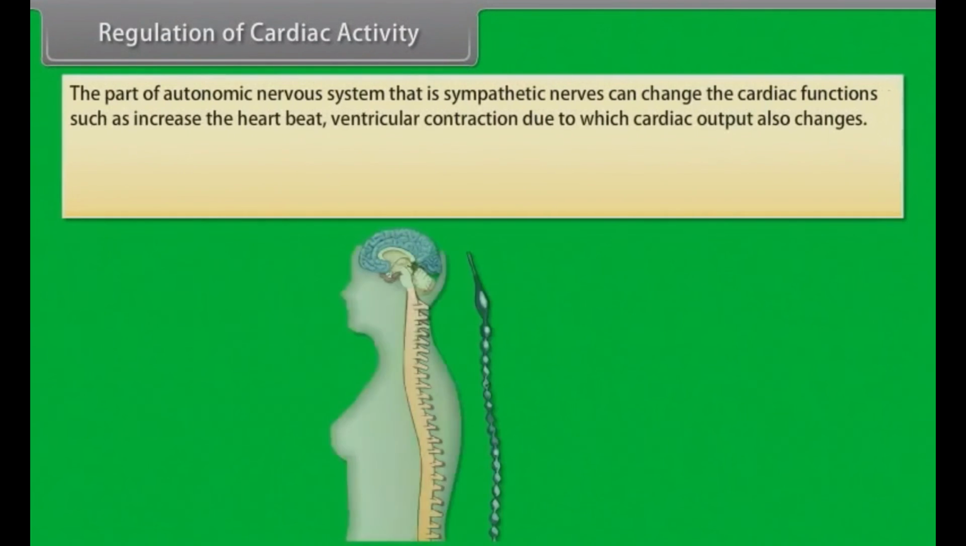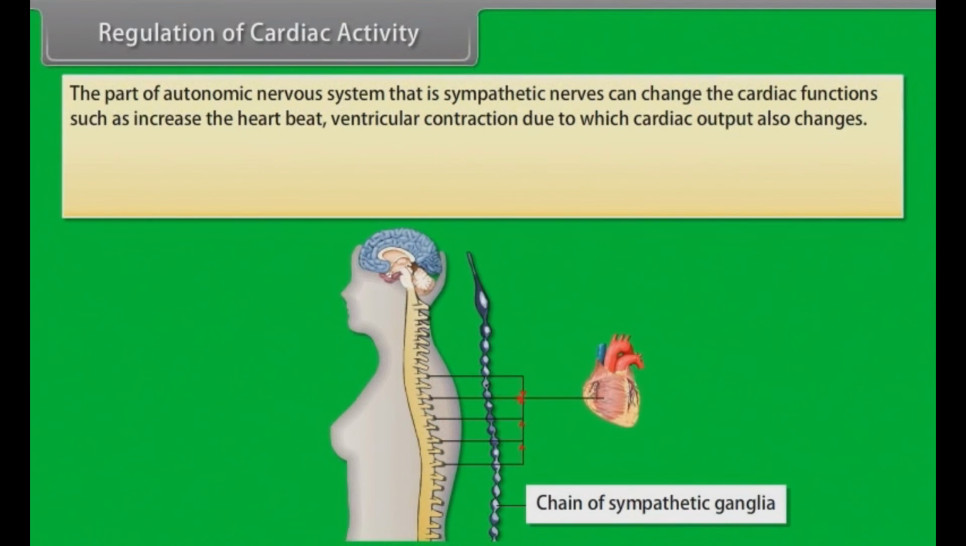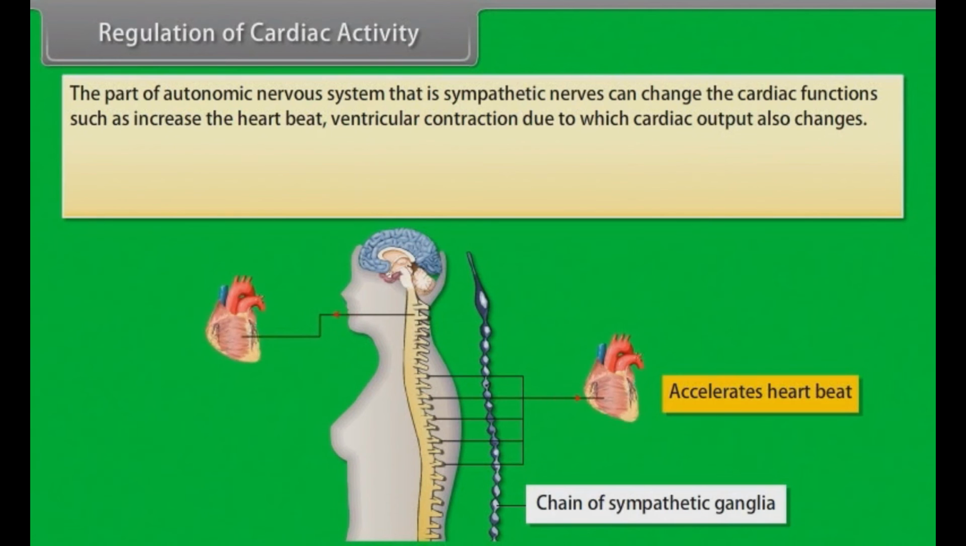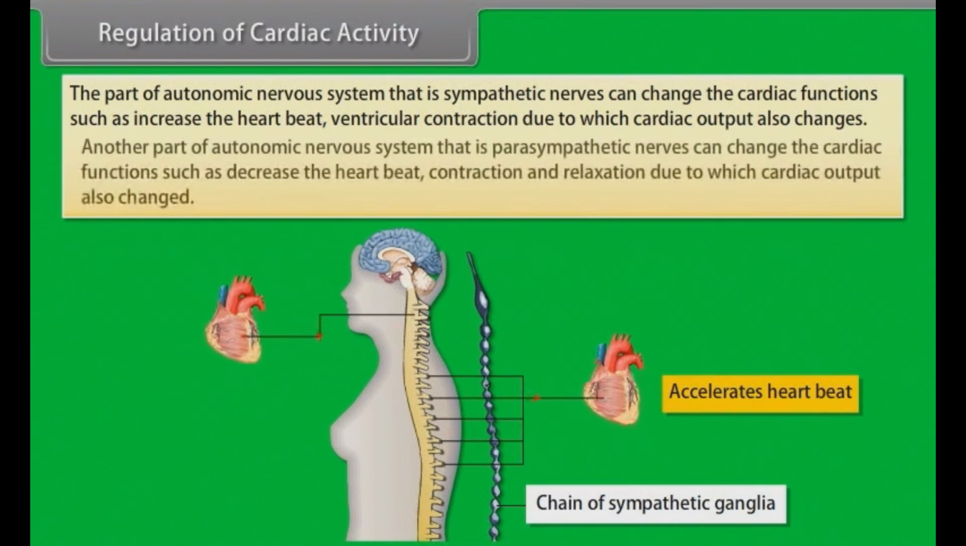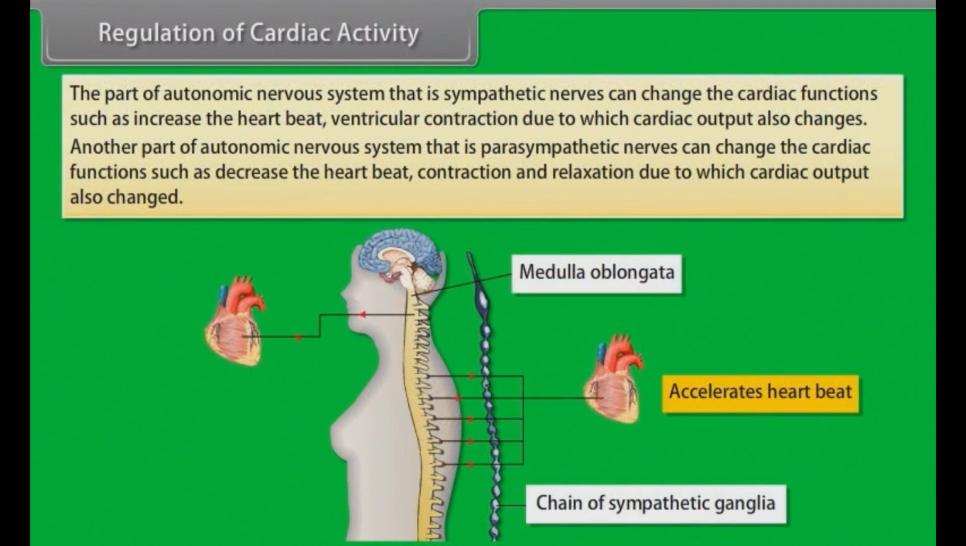The sympathetic nerves, a part of the autonomic nervous system, can change the cardiac functions, such as increasing the heartbeat and ventricular contraction, due to which cardiac output also changes. Another part of the autonomic nervous system, the parasympathetic nerves, can change the cardiac functions, such as decreasing the heartbeat, contraction and relaxation, due to which cardiac output also changes.